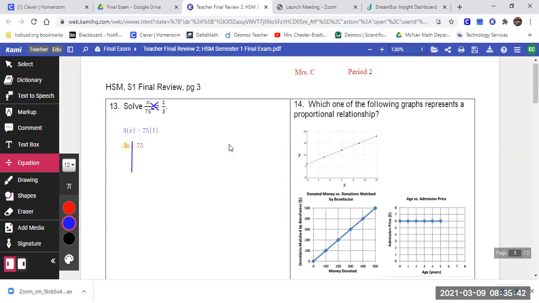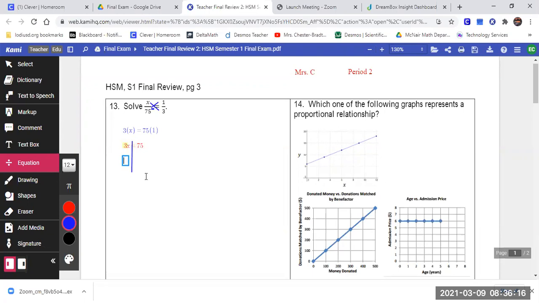So how are we big 1ing that 3 out of there? I don't think so. I think that 3x means it's already multiplying. So what do we got to do to big 1 that 3 out of there? Divide both sides by 3. Thank you.